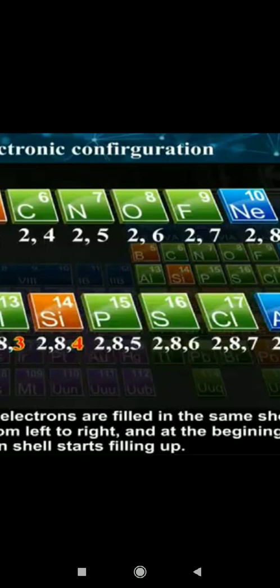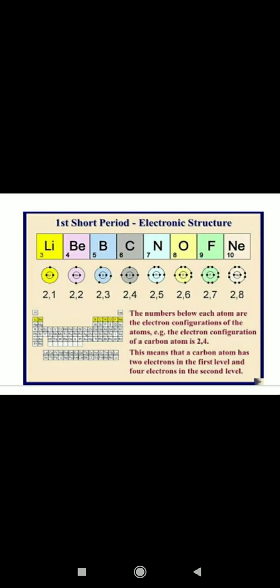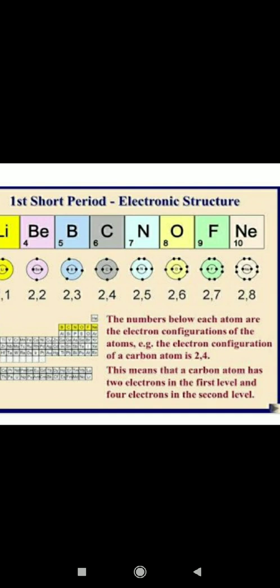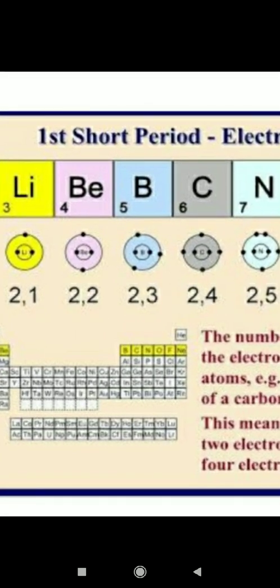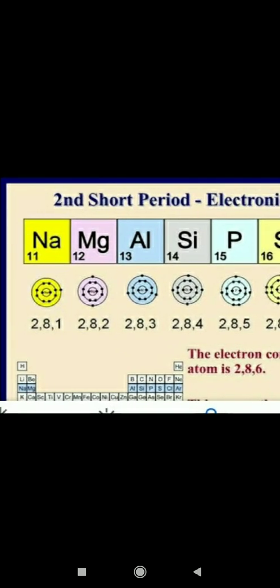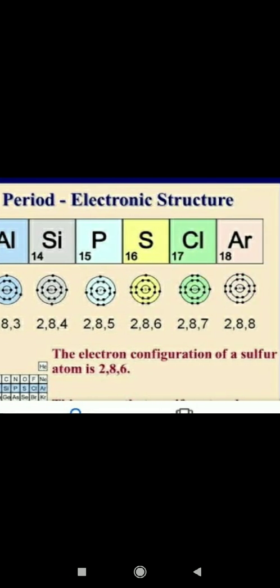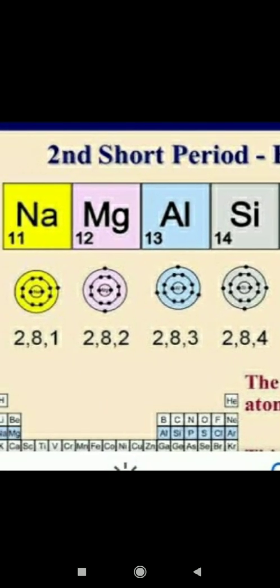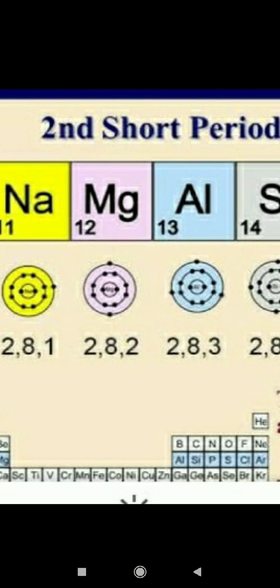The elements in the second period, namely lithium, beryllium, boron, carbon, nitrogen, oxygen, fluorine and neon, have electrons in two shells. Those two shells are K and the L shell. The elements in the third period, you can see here, are Na, Mg, Al, Si, P, S, Cl and Ar, these are the symbols, and these have three shells, that is shell K, shell L and shell M.